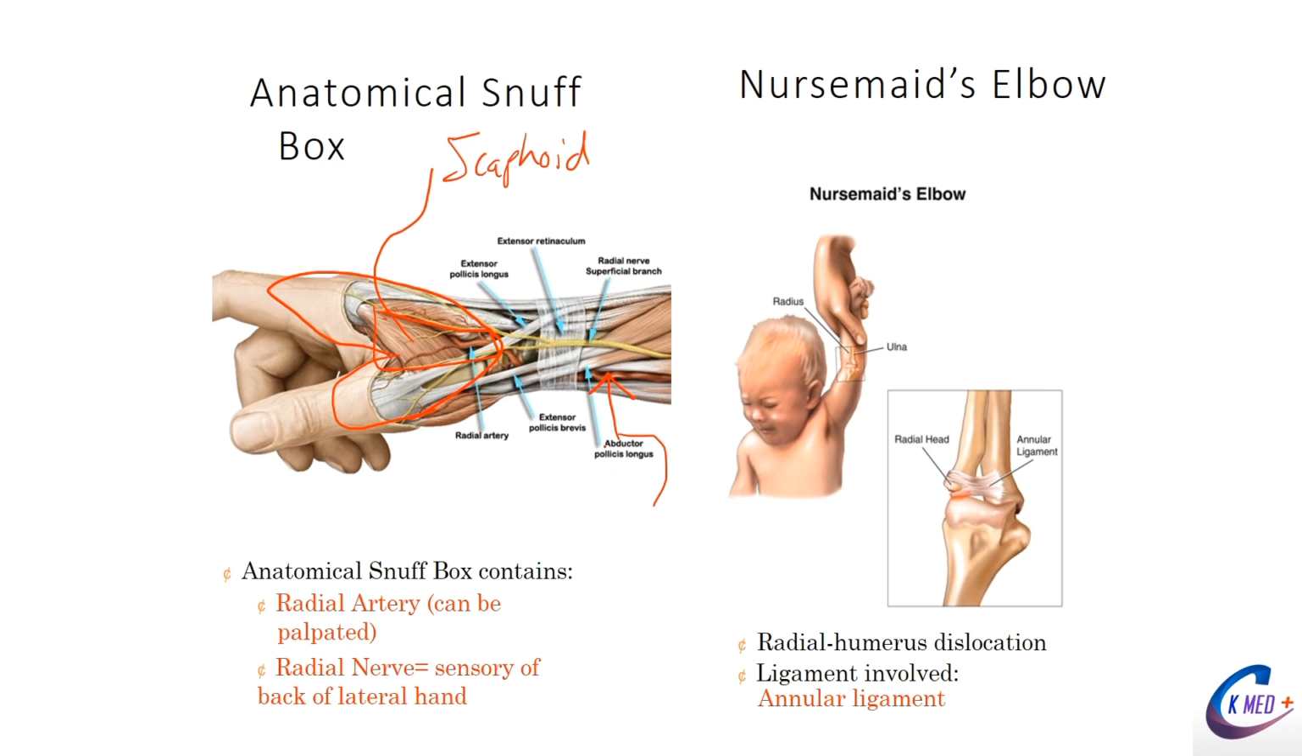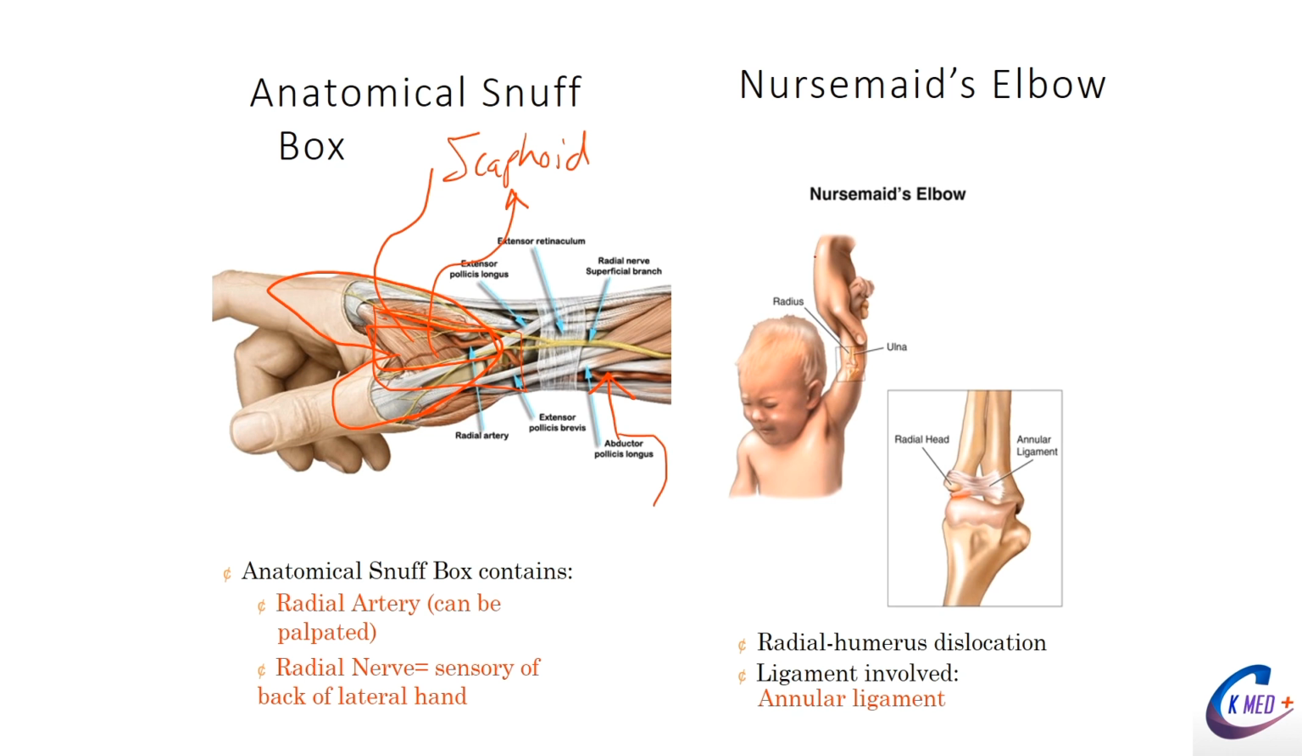longus and extensor pollicis longus, and your extensor pollicis brevis, make this housing of this anatomical snuffbox. If I push on this and it elicits pain, it's your scaphoid bone that most likely is fractured.